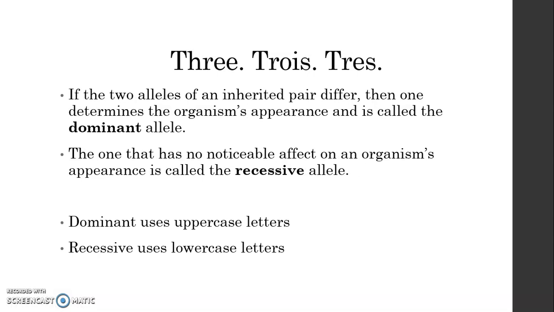So if the two alleles from an inherited pair are different, only one of those is going to determine the organism's appearance. That is the dominant allele. The one that does not have an effect on the organism's appearance is the recessive allele. Dominant alleles are going to use uppercase letters and recessive alleles are going to use lowercase letters. It's just the easiest way for us to denote them.